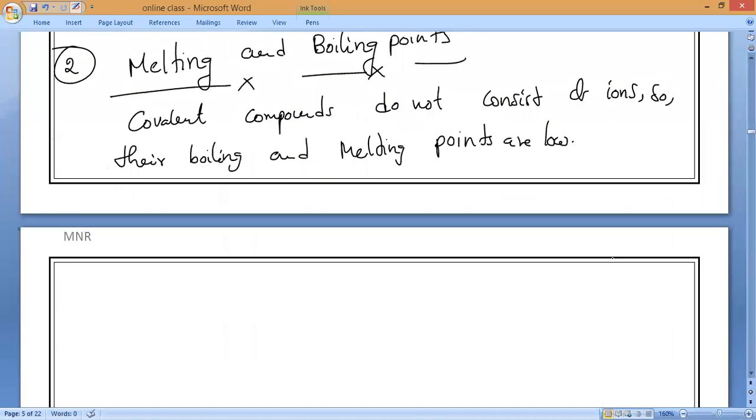Okay, next, third property, solubility. Now you tell me, all the covalent compounds, will they be soluble in water or in non-water substances? We know that they are called non-polar substances. I already taught you this in metals and non-metals. Solubility, tell me, will they dissolve in water or other than water?